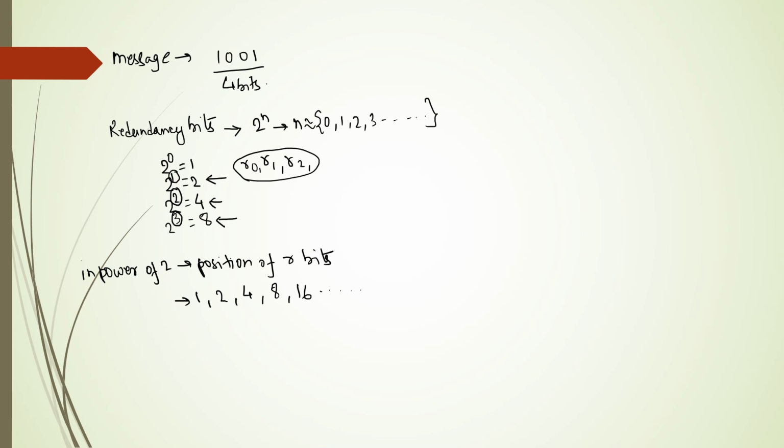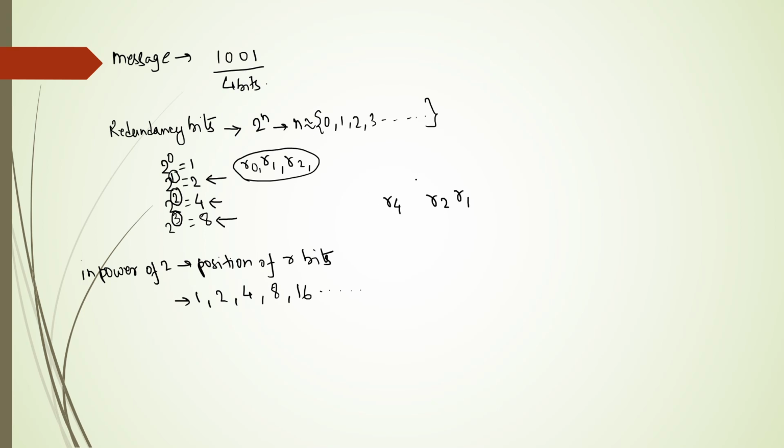Whenever we have 3 R bits, obviously the R bits need to be placed inside the message, right? Now where do we place the R bits in the message? We will place them in positions 1, 2, 4, 8, 16 and so on. So if I have 4 bits like this, obviously we have 3 R bits. The first R bit will be at position 1, so suppose we have this as R1, then the second R bit will be at position 2, R2, and the third R bit will be at position 4, R4. So for these 4 data bits we have 3 R bits.